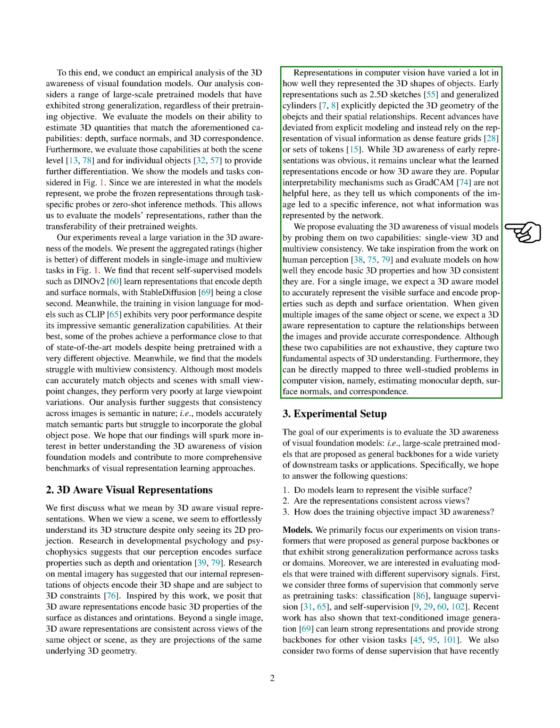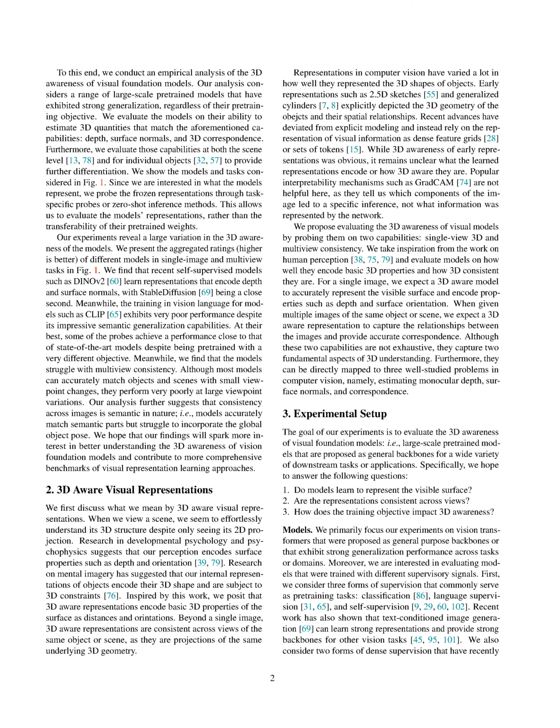For a single image, a 3D-aware model should accurately show the visible surface and include features like depth and surface orientation. When given multiple images of the same object or scene, a 3D-aware representation should capture the relationships between the images and provide accurate correspondence. While these capabilities don't cover everything, they address two key aspects of 3D understanding and relate to common computer vision problems like estimating depth, surface normals, and correspondence.